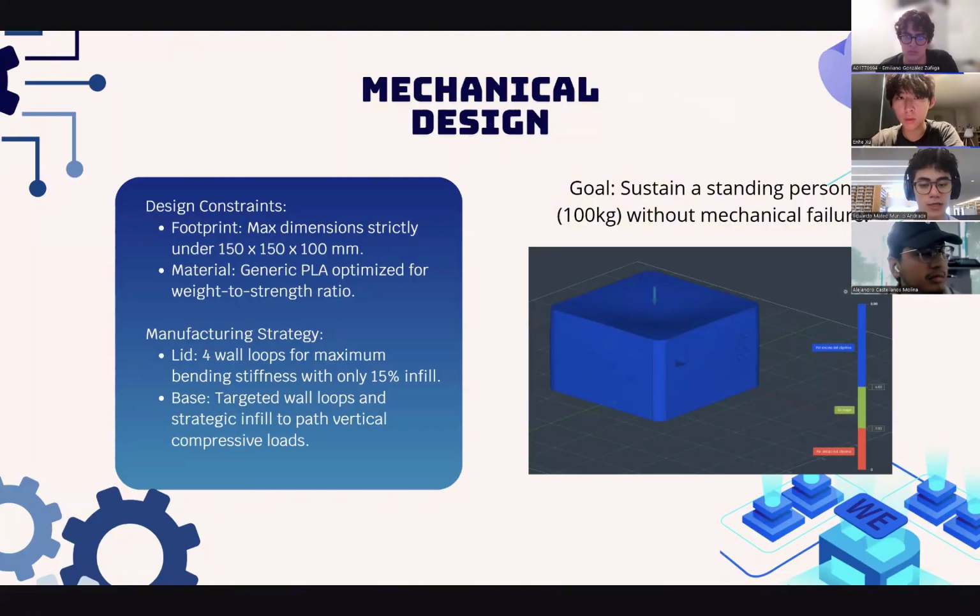Then we have the mechanical design. For this, we follow strict dimensions. We use a generic PLA. And for material optimization, we identified that making more wall loops than infill will produce a piece more resistant to 100 kilograms. And for that, we also reduce the grams used in the pieces.